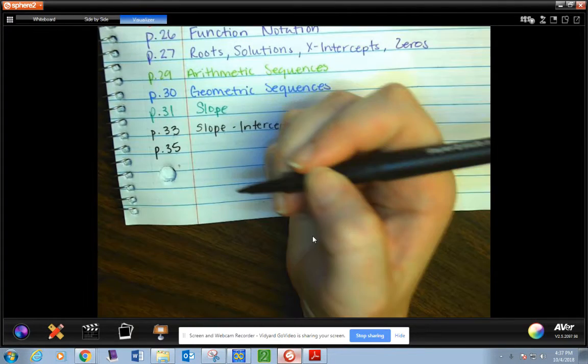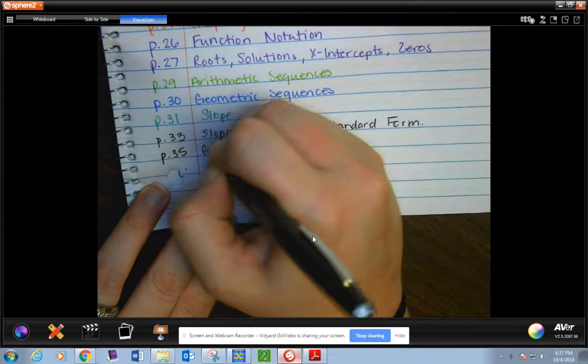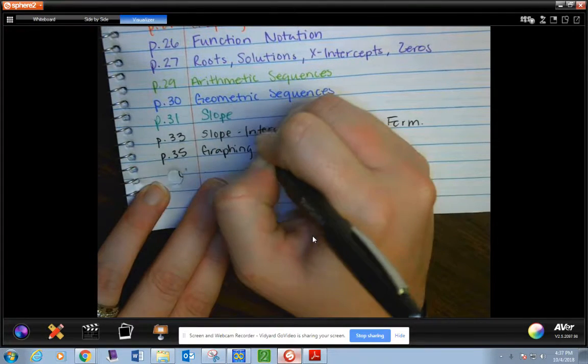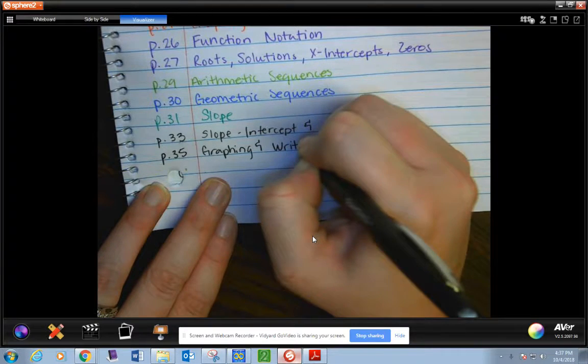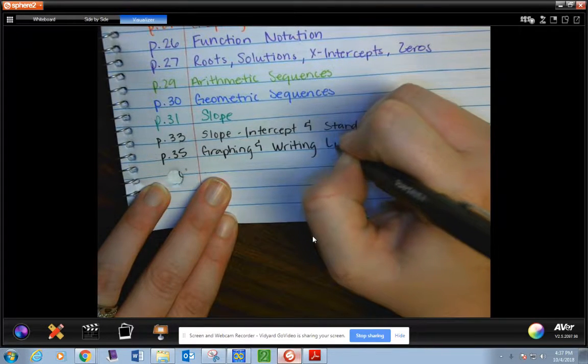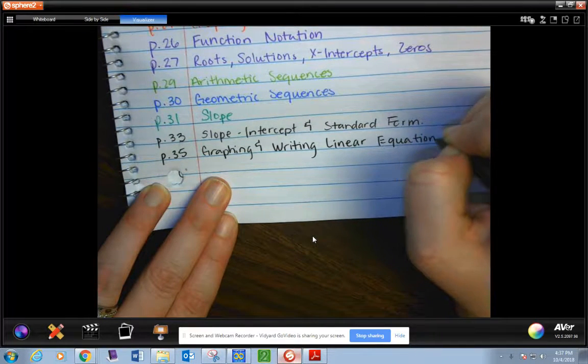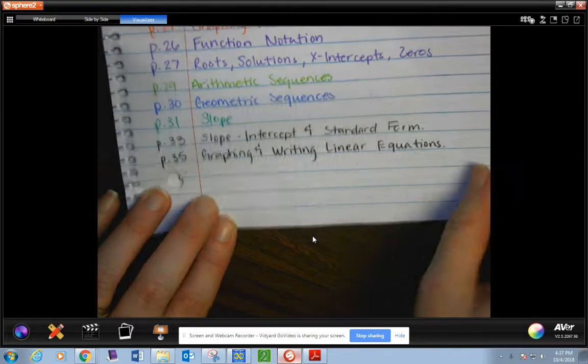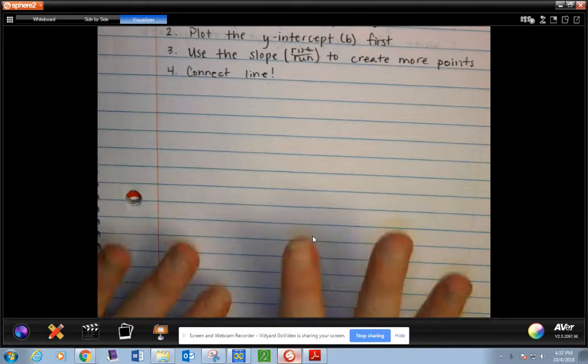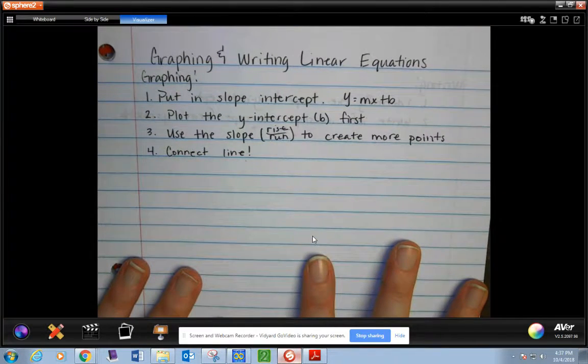Okay, guys, if you will, in your table of contents, I have yet to do this. I'm on page 35, and today we're going to talk about graphing and writing linear equations. Okay, once you have that written, go ahead and flip to the page you need to be on. And I'm going to need you to pause to go ahead and write this.